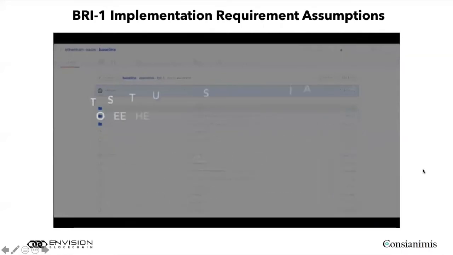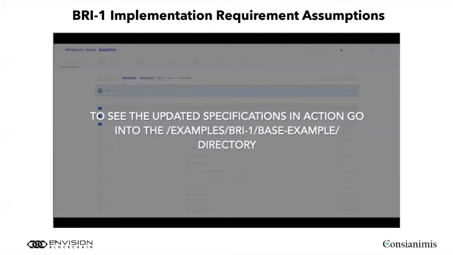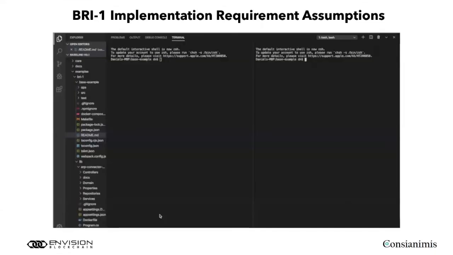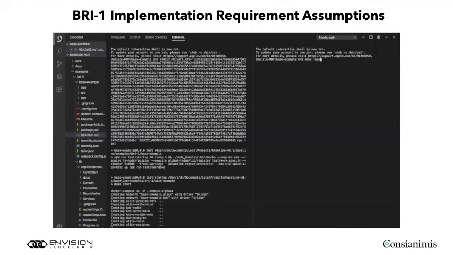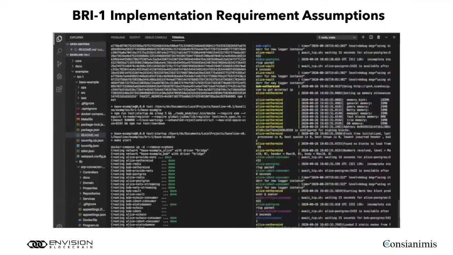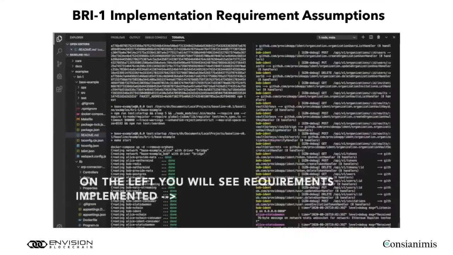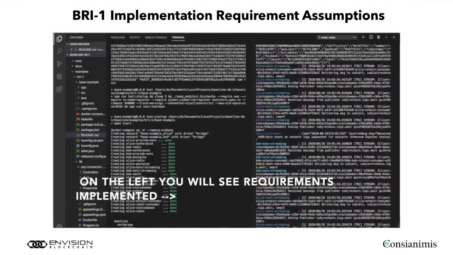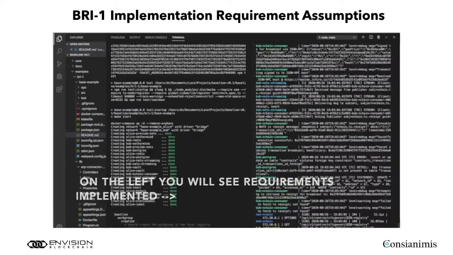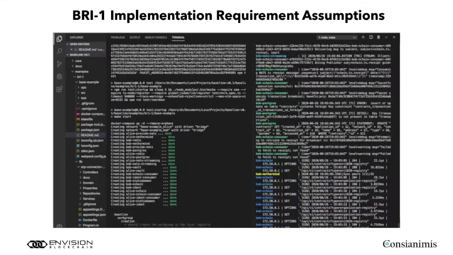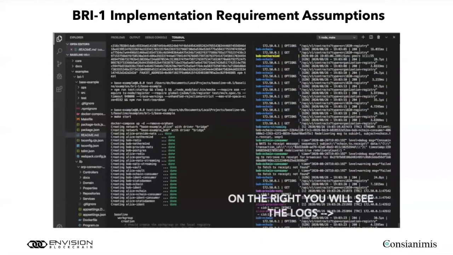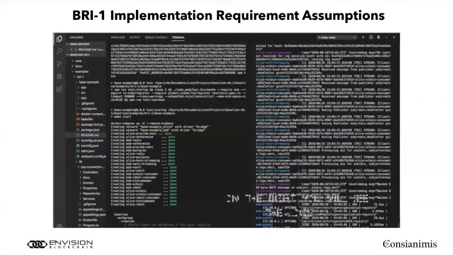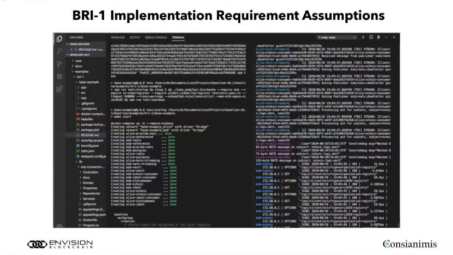So here we're showing the repository. And this is a subfolder under examples under BRI-1, and you'd be able to see it. This is a split screen. On the left-hand side, we're running the command. On the right-hand side, we're showing some of the logs. And again, on the left-hand side, you'll see the requirements that are being implemented. What we did was we linked the requirements to the standards that we were talking about, standard 1 and standard 2.